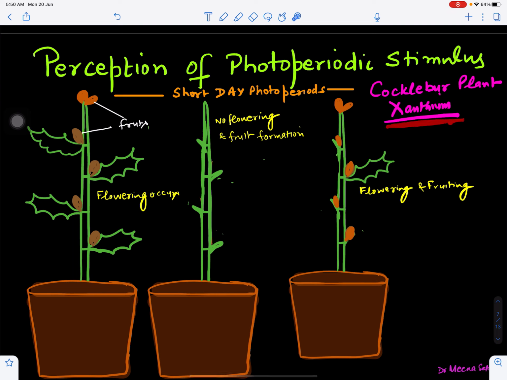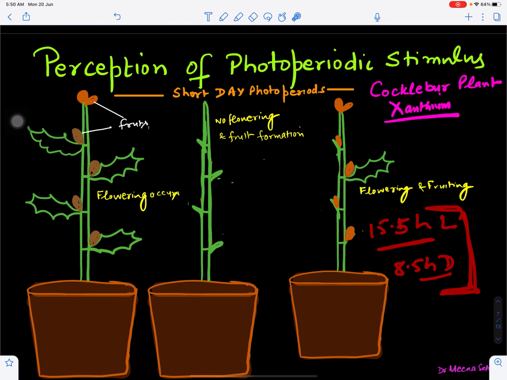This is a short day plant. It requires 15.5 hours of light, and the rest of the part is dark period, 8.5 hours of dark period. So here, if we give exposure for one cycle, like 1 day, to 15.5 hours of light and 8.5 hours of dark period, so this is one cycle. If we have exposed the plant to one cycle correctly, flowering will take place. So this is also called a photoperiodic inductive cycle.